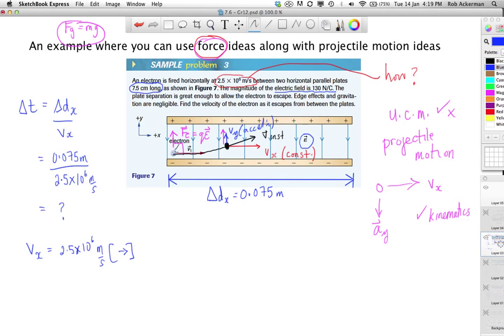Knowing that the electron was moving initially horizontally, it says it was fired horizontally, we know that V1 in the y direction is 0. However, we also know that there is vertical acceleration. What is the vertical acceleration equal to? Well, it's equal to the net force in the y direction divided by the mass. What is the net force?